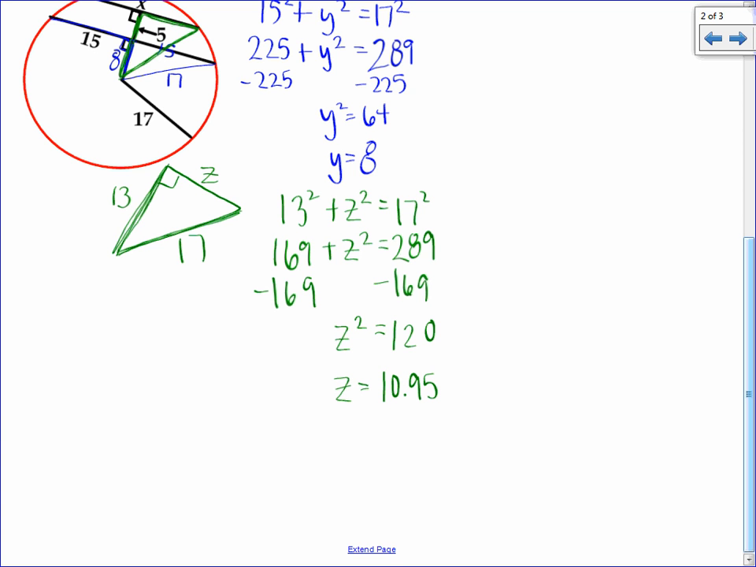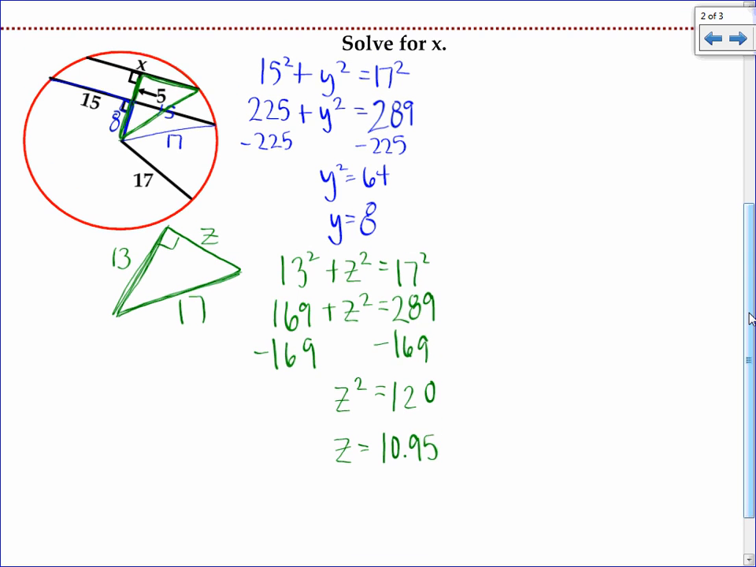If we put this on our picture, it's just right here, right? We just found 10.95. Yeah, it got cut in half because it was a right angle there. So we learned on the first slide, if this is 10.95, there's another equal segment over here, which means x would be 10.95 plus 10.95.